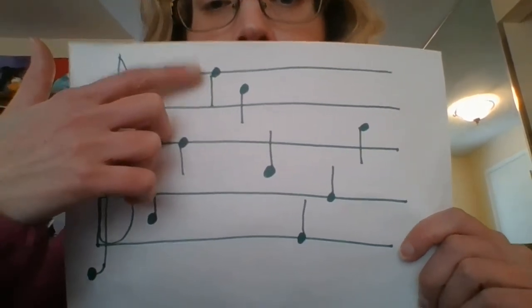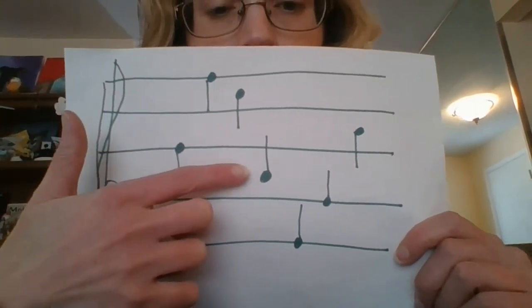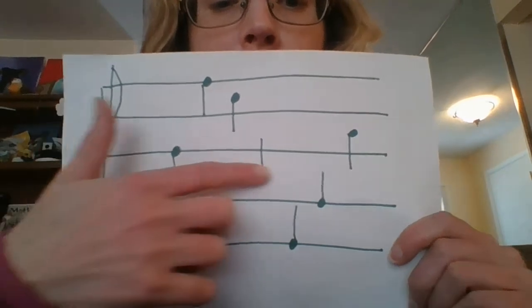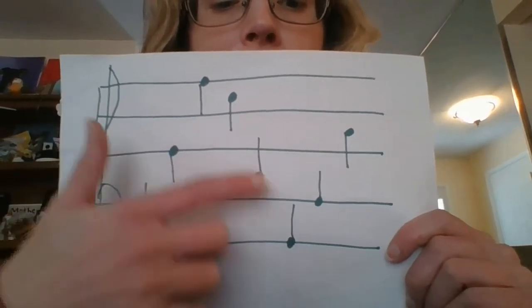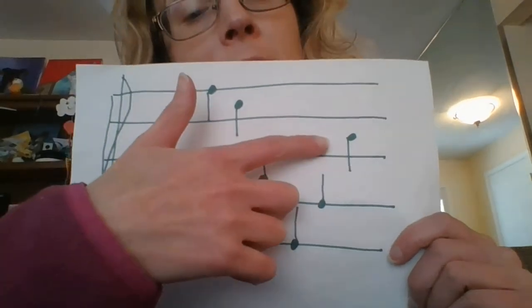What about this one? A line note. What about this one? It's a space note. What about this one? It's a space note. See how there's no line going through the middle of the note head right there? It's a space note. What about this one? A line note. This one? Line note. And this one, space note.